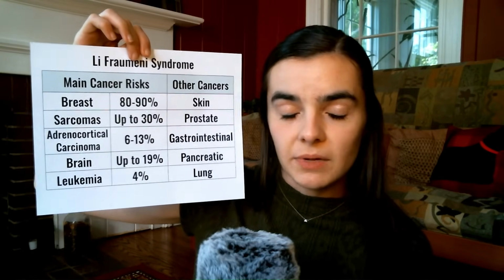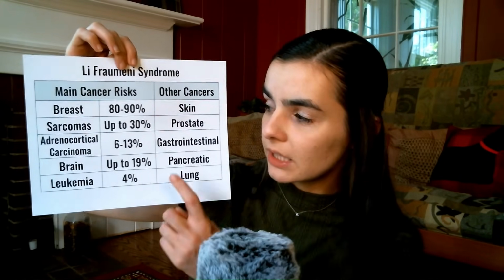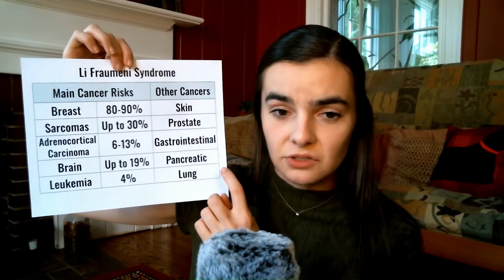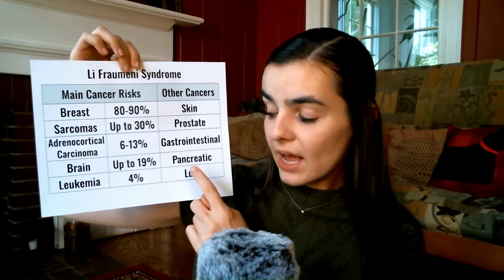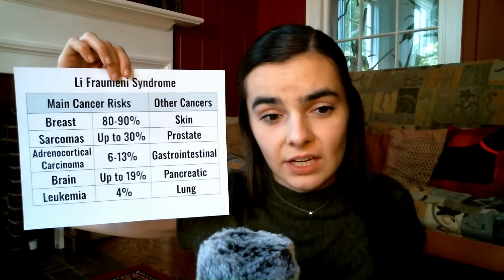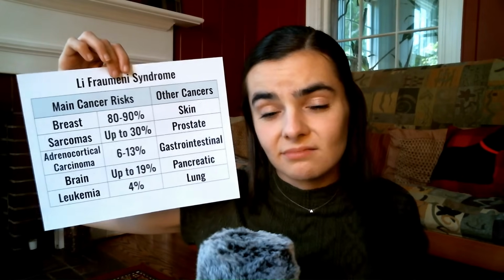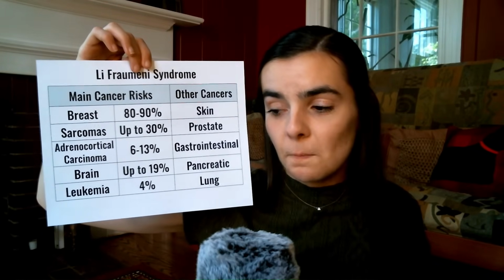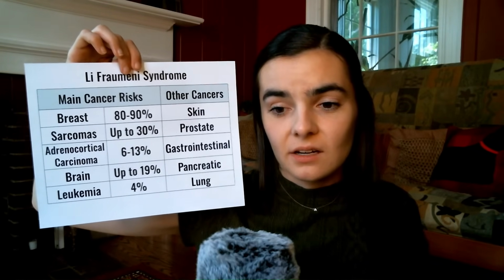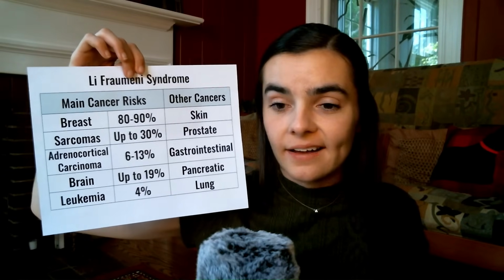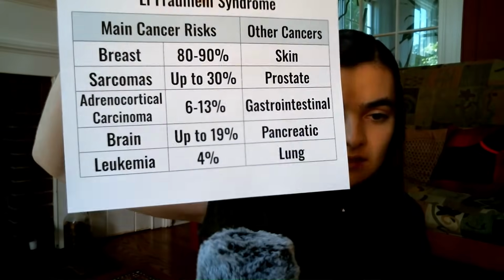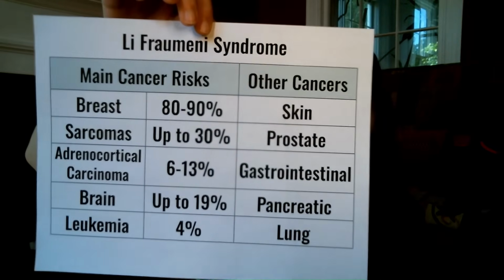Those are the main core cancers with Li-Fraumeni, but again, like I said, skin, prostate, gastrointestinal, which includes stomach, colon, pancreatic, lung, literally every type of cancer, ovarian, uterine. I didn't write those on here because there's just so many. But yeah, that's why they have to get full body MRIs every year, and so many other types of screening, because of Li-Fraumeni syndrome.